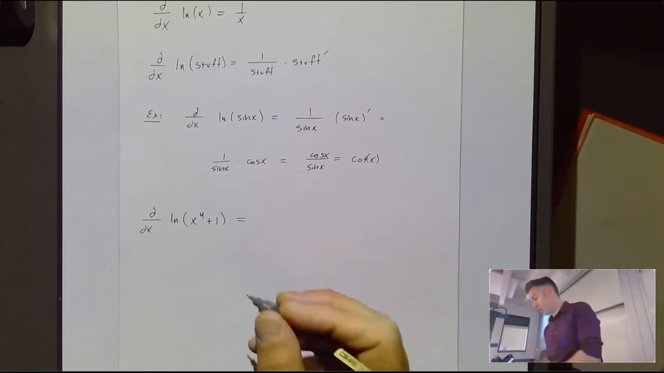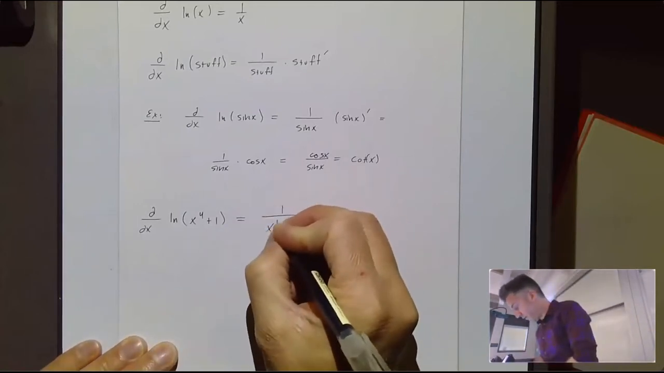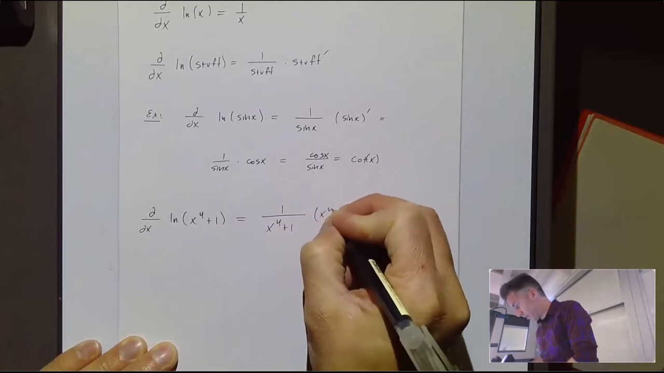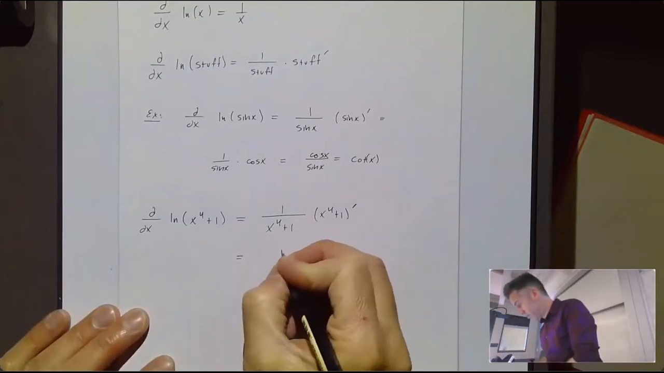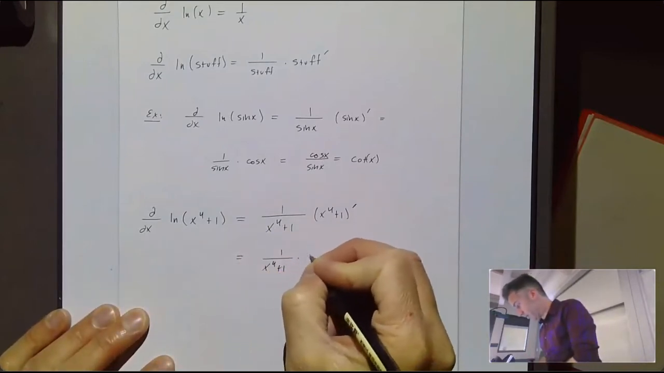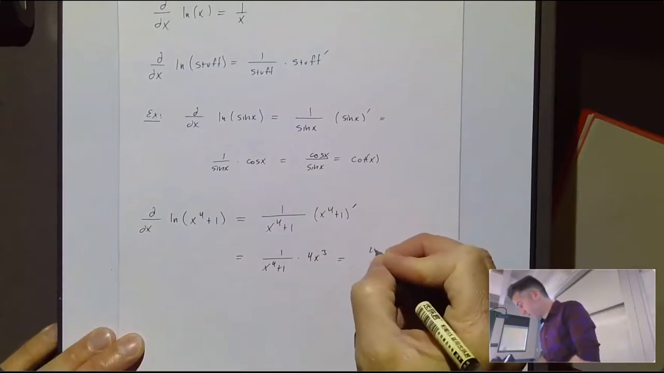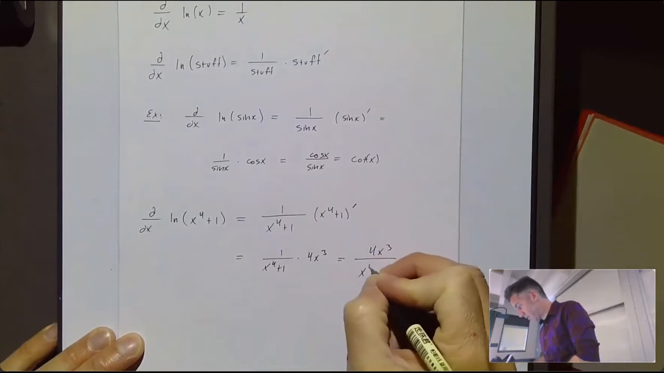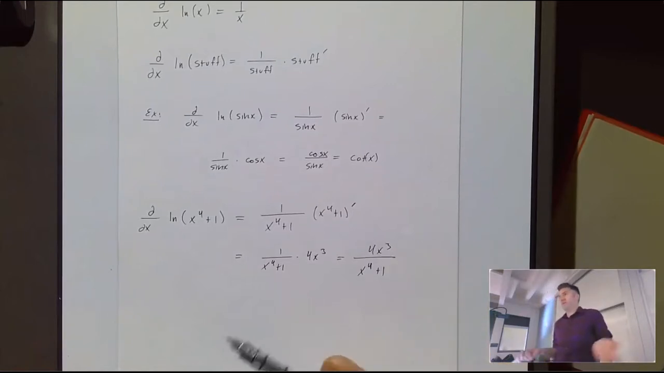It's pretty straightforward. Again, derivative of the natural log of some stuff is 1 over the stuff times the derivative of that stuff. Usually I would just skip writing out the derivative of x to the 4th plus 1 and write it as 1 over x to the 4th plus 1 times 4x cubed. Or you might prefer to write it as 4x cubed over x to the 4th plus 1. Doesn't really matter. This is probably easier to type into WebWork, but they're the same thing.